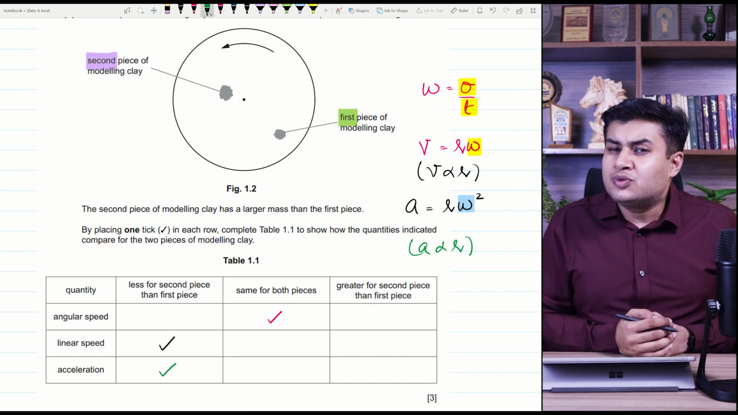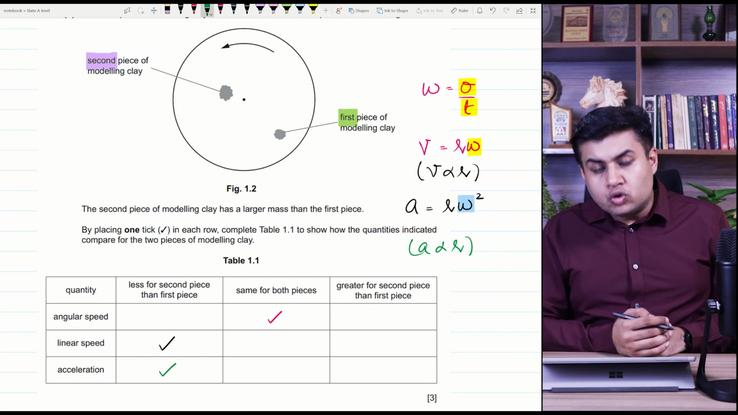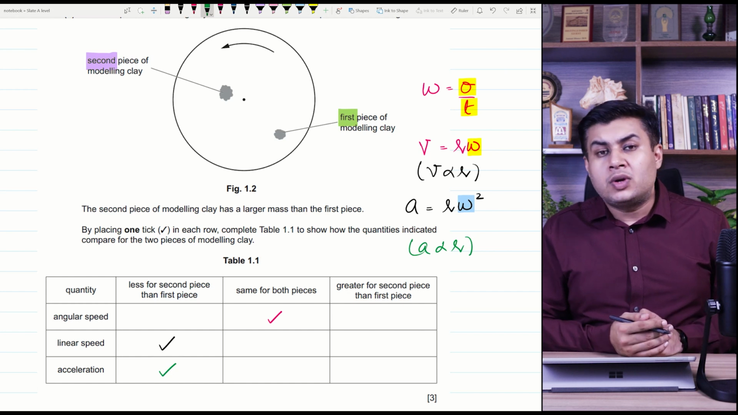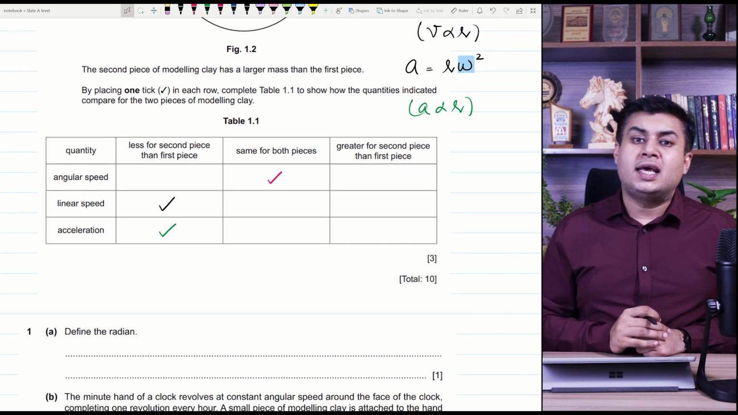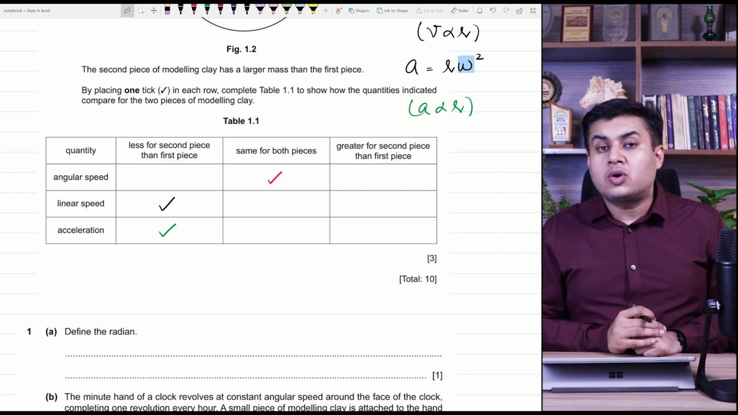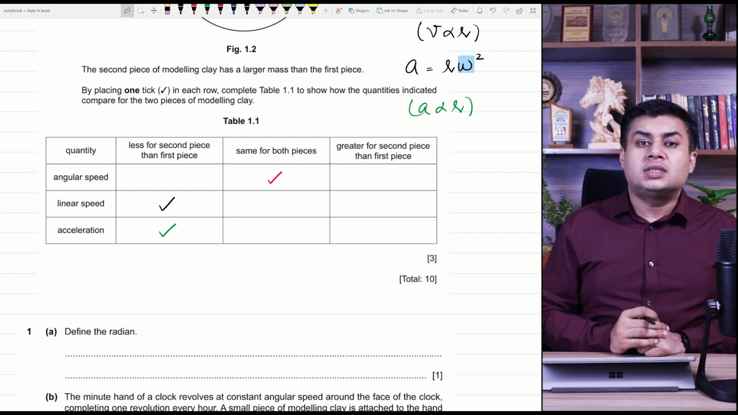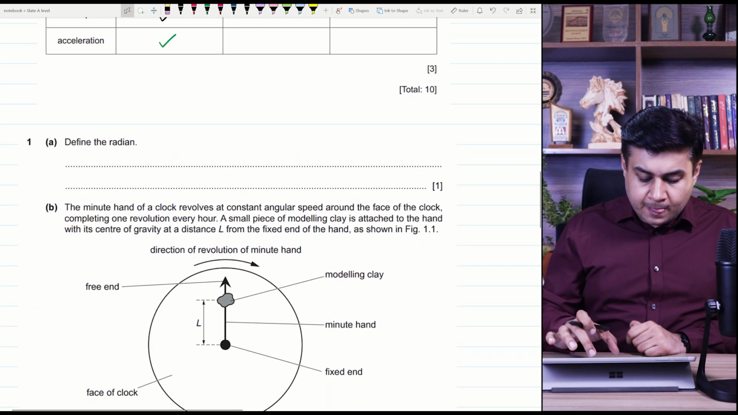Right? So this was a very easy question. There is nothing new. So we have completed this question for 10 marks. And this was a question about a horizontal circle. Let's do one question about a vertical circle.